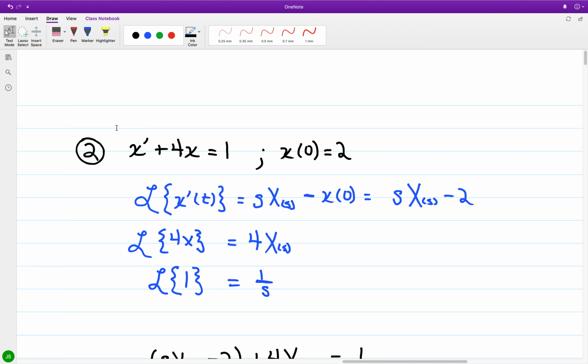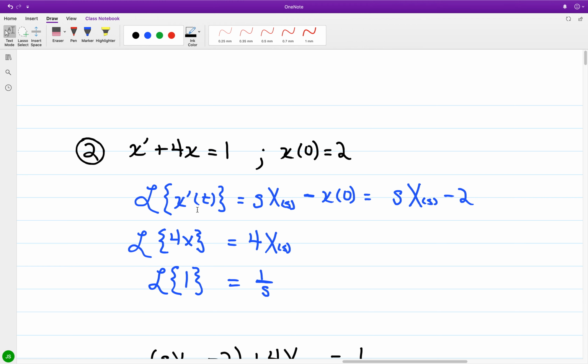Okay, for the second item, we have a first order differential equation where x prime plus 4x is equal to 1, and we have the initial condition x naught is equal to 2, and we write what we have in terms of the Laplace transforms.